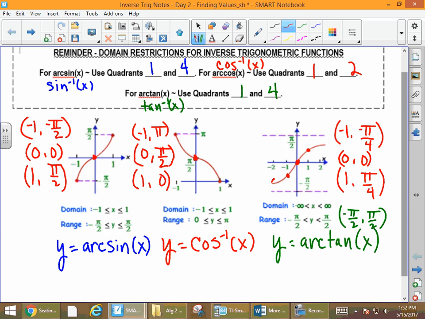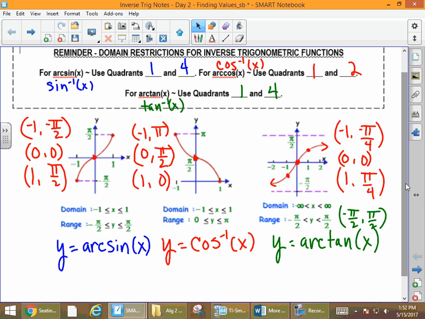By the way, I could have put arrows there. But in the other two functions, our domain is negative 1 to 1, and those values are included. And negative pi over 2 to pi over 2, those values are also included in the sine function. And from 0 to pi for our range of cosine, those values are included. It's the tangent one, where we have the asymptotes, where our values are not included in our range.